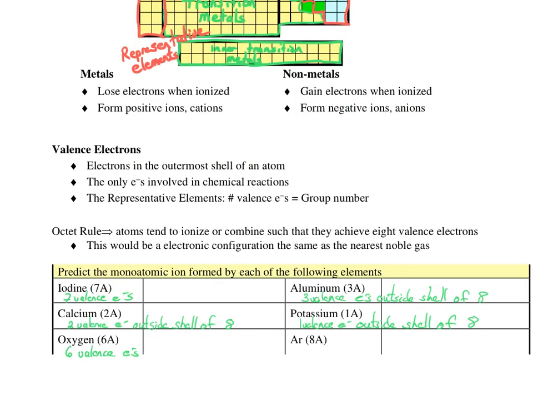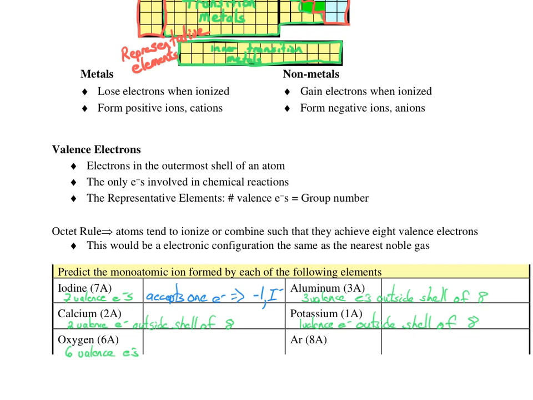The octet rule is that atoms tend to ionize or combine such that they achieve 8 valence electrons. And this would be the same electronic configuration as the nearest noble gas. For example, iodine has 7 valence electrons. It can accept an additional electron. Therefore, it has 1 extra electron, 1 electron greater than the number of protons, so the charge is a -1 charge, and we represent the iodine ion as I-.